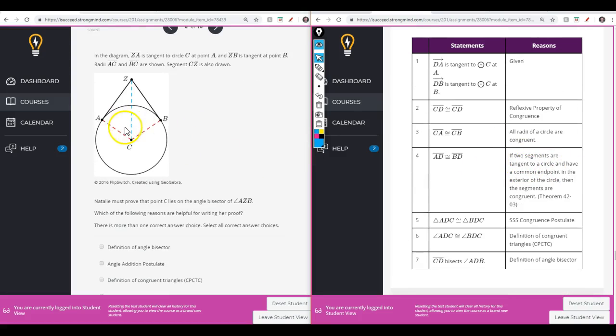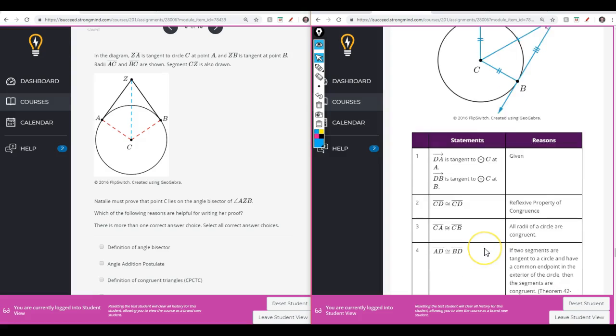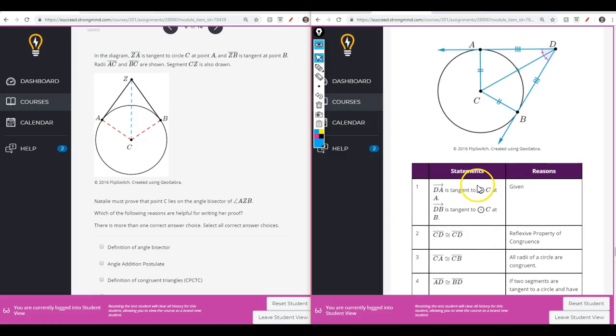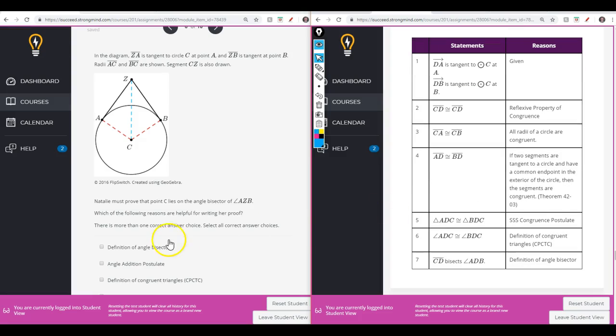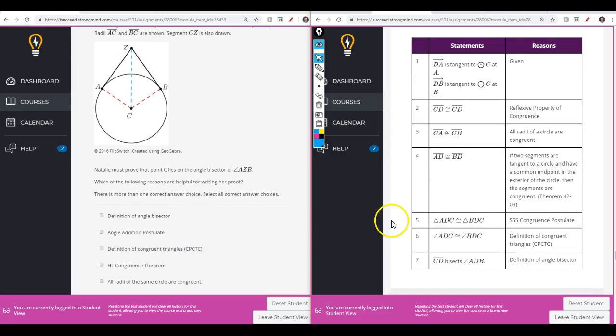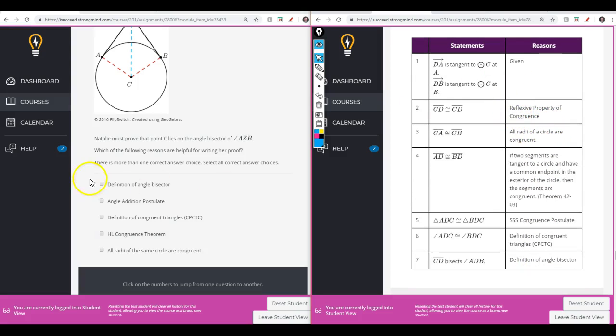So again, the diagram's very similar. They drew in a lot of tick marks based off of what they proved. I would copy this down in my notes so I could use it again for the checkpoints. And all I'm doing is scanning the reasons to see if any of them are there. So I'm noticing reflexive property of congruence.